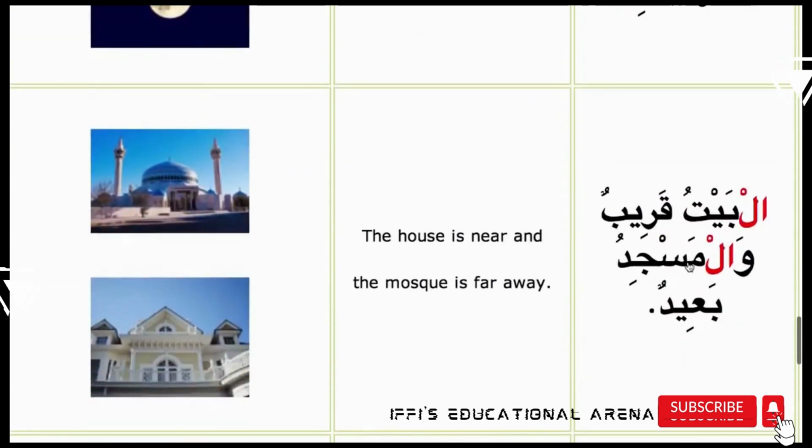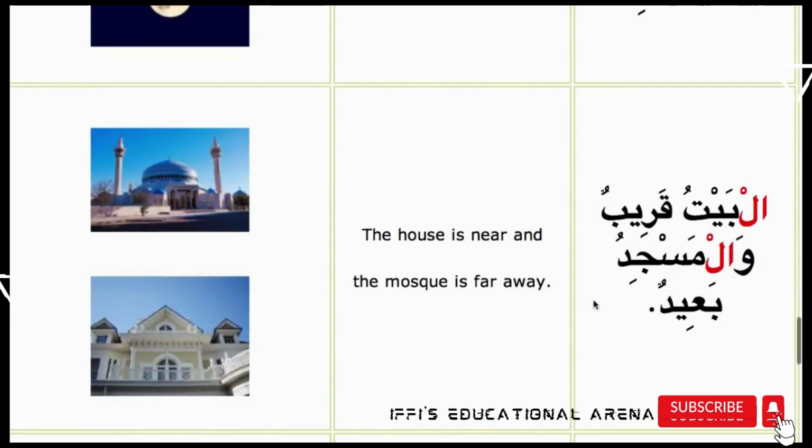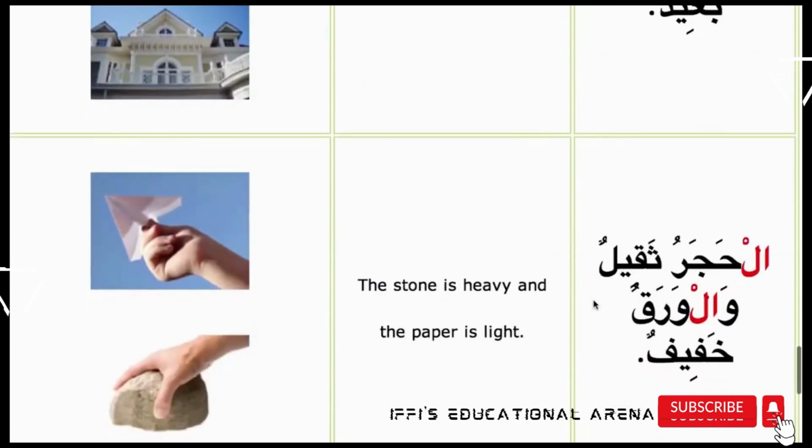We say al-baytu qareebun, wal-masjidu, if you see here, it's hamzatul wasl, so we've got to put all our knowledge here, that's why we pronounce it wal-masjidu, ba'idun, and that's a huruful qamar. Al-hajaru thaqilun means heavy. Wal-waraqu khafifun means light.